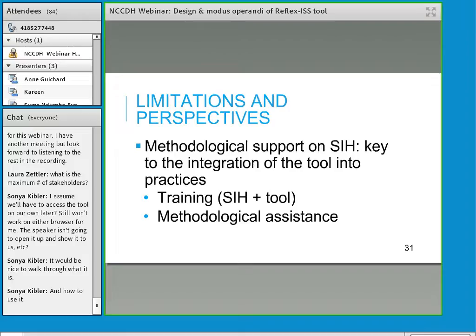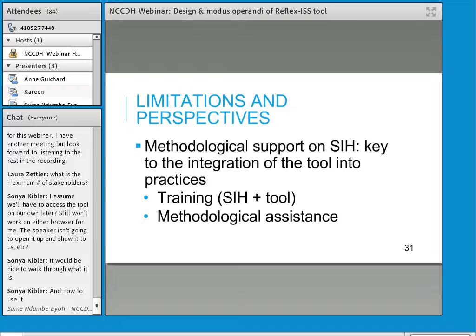Using Reflex-ISS in the evaluation process of a number of interventions carried out in Montérégie has helped validate its relevance and usefulness and its ability to foster discussion between partners on social inequalities in health issues. Karen will discuss this afterwards.